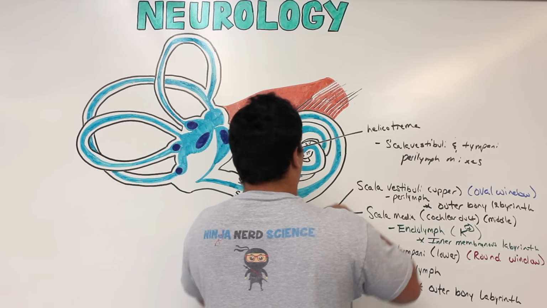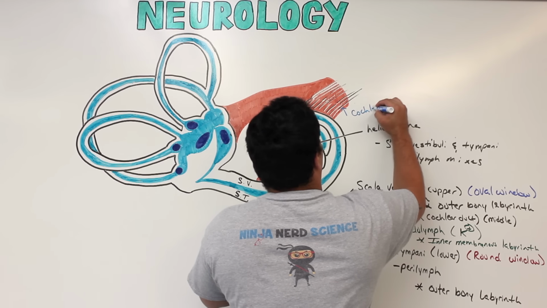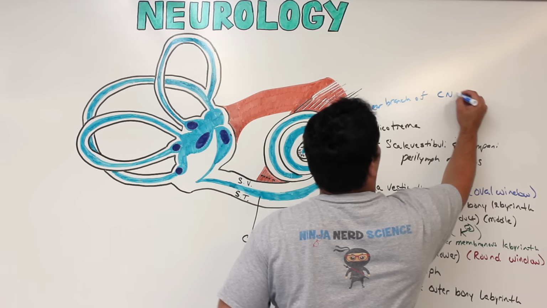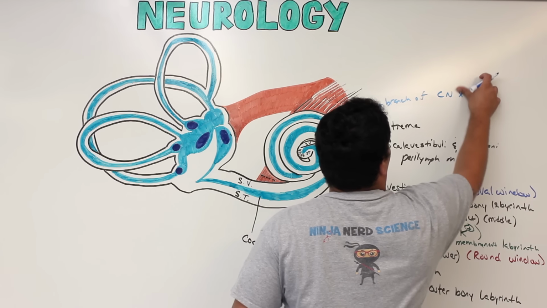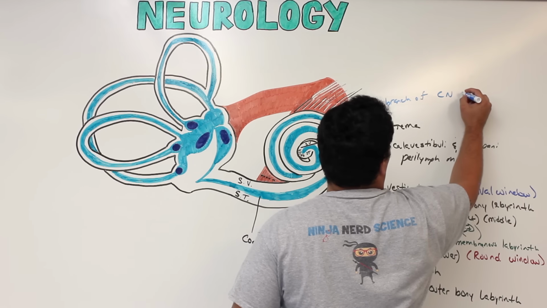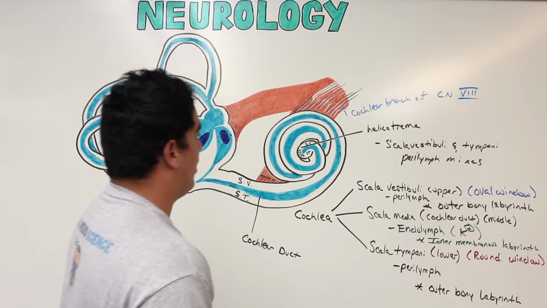So what branch is it? It's the cochlear branch of cranial nerve 8, okay? And cranial nerve 8 is called the vestibulocochlear nerve. Okay. Sweet deal. So that covers that part.